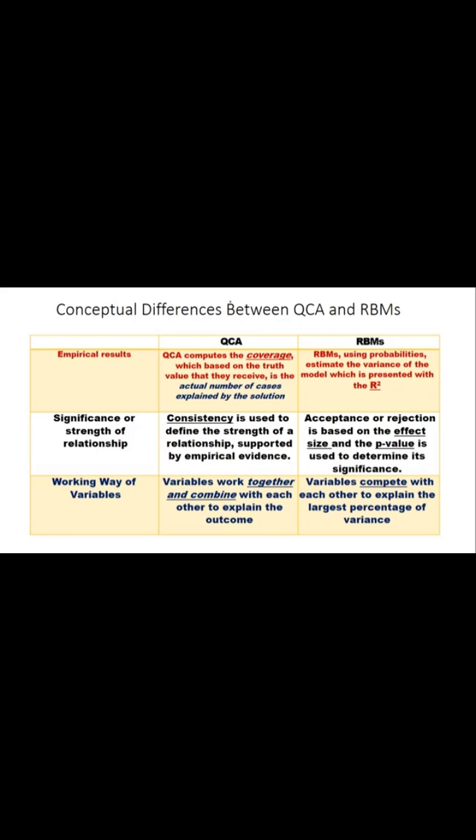Working way of variable. Variables work together and combined. In a QCA, the independent variables work together and combine with each other to explain the outcome. Individually, even the combination of the variables gives you the outcome. But in case of a regression-based method, variables compete with each other to explain the largest percentage of variance.